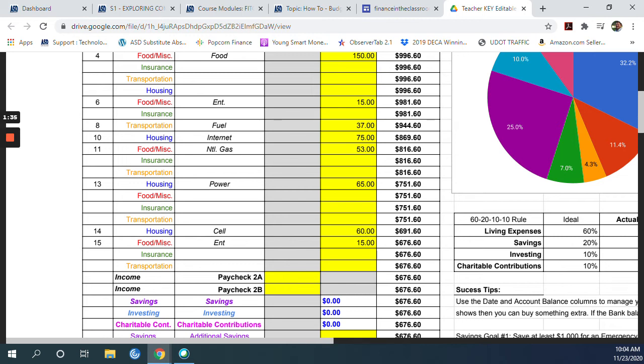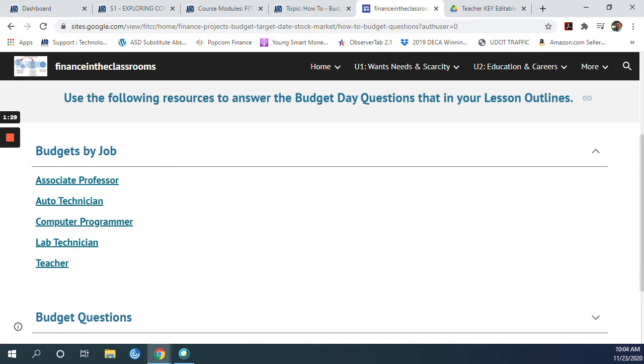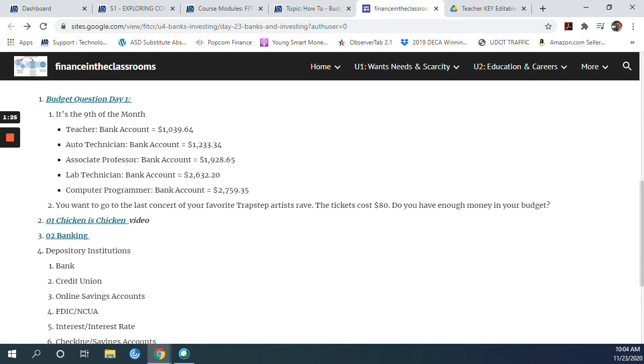Okay, so what that's saying is that I've got some extra money in my account. Now, do I have enough for the purchase that I want to make? I go back to the question, and I want to go to this concert, and the tickets cost $80. So now the question is, have I saved enough in my prior spending to afford these $80 tickets? For the case of the school teacher, I have an extra $95 in my account. So yes, I could afford these tickets.